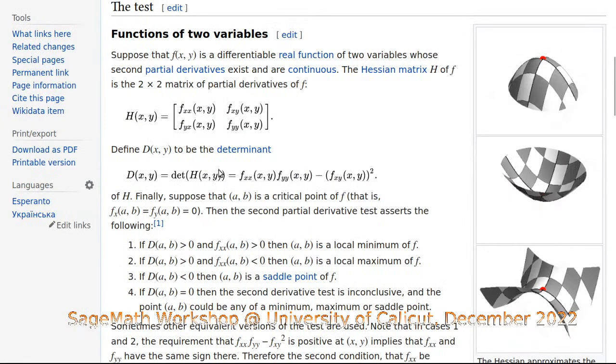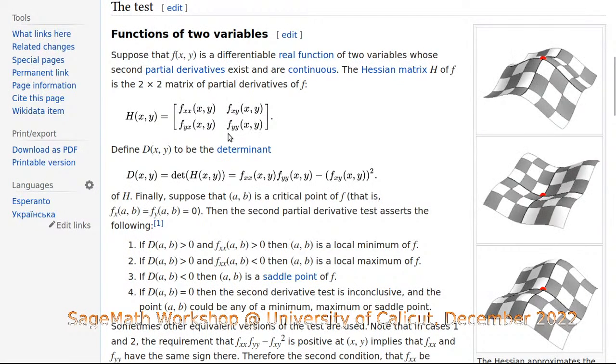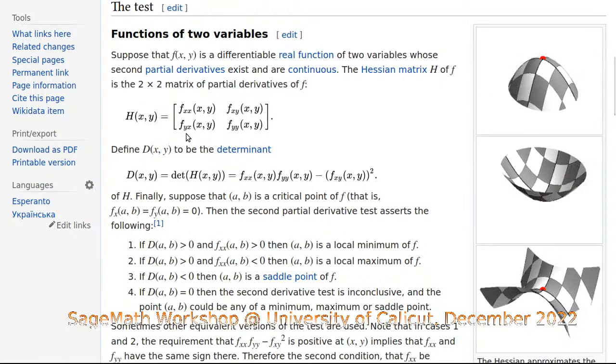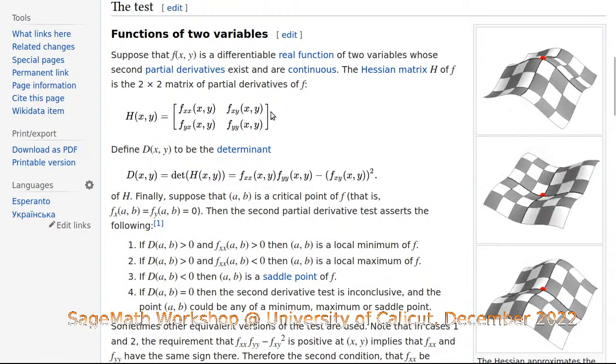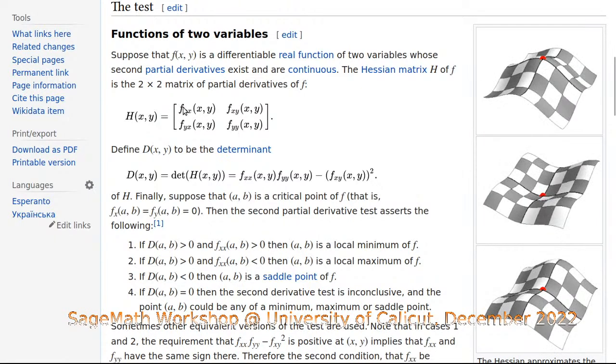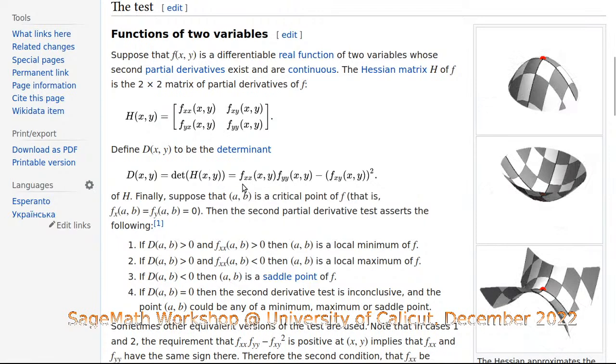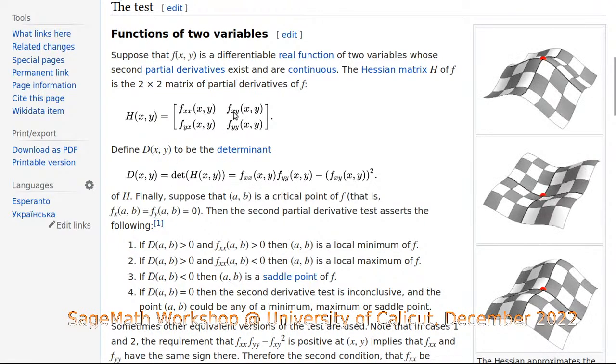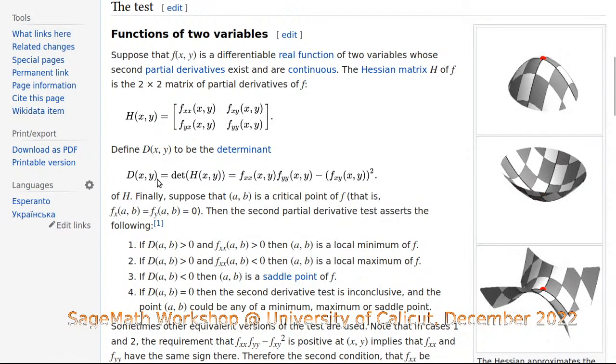This D is fxx times fyy. See that when we have continuous partial derivatives, fyx and fxy are going to be the same. Therefore, fyx times fxy we can take to be fxy squared. So the determinant is fxx times fyy minus fxy the whole square. This is D. Okay, D is defined to be this.